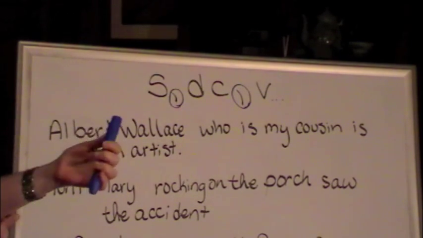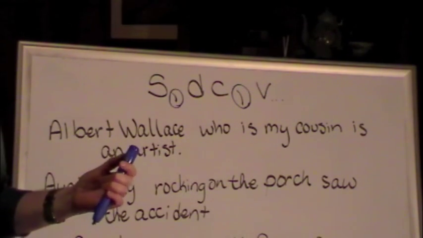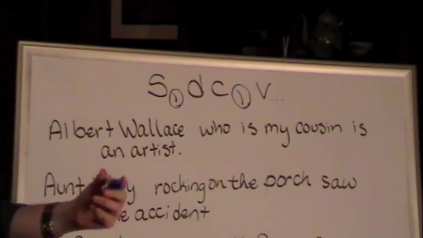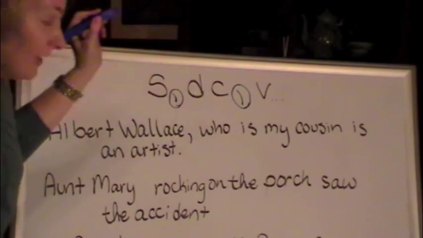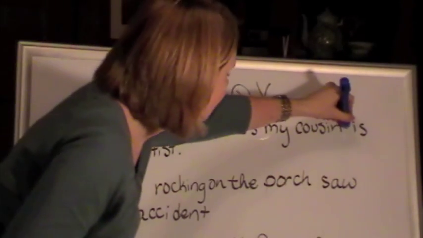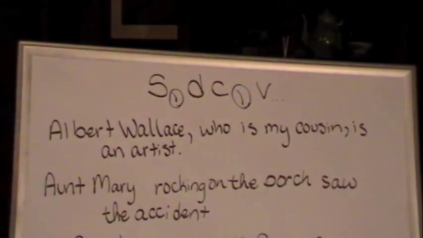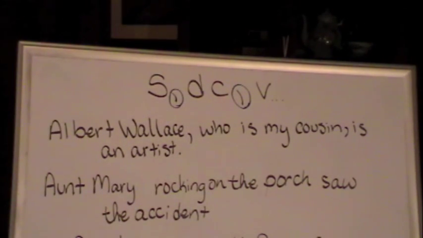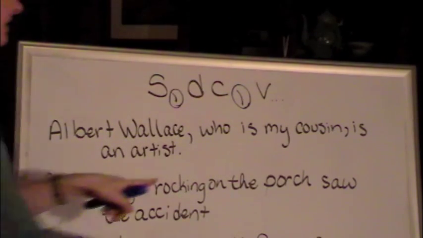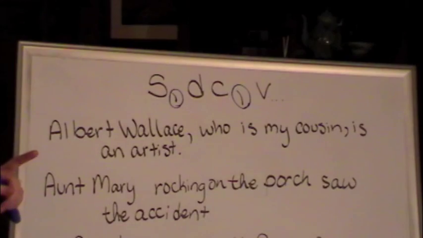Okay, so first of all, I left out two important pieces of this pattern. Oh, wait. There you go. There's a comma, and there's a comma. See, this information right here is extra to the sentence. It's telling me a little bit more about Albert Wallace. Since it's extra, we get two commas, okay?